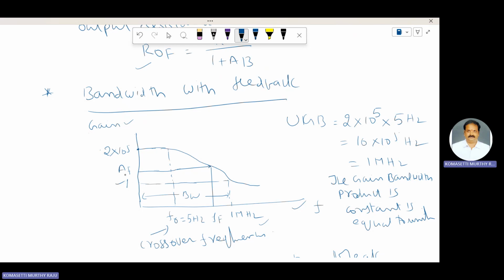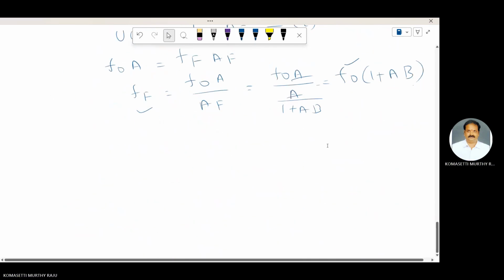If you want to calculate F F from this characteristic curve, the frequency versus open loop gain curve, you have to locate A F on the y-axis, the gain axis, and draw a line parallel to the frequency axis until it meets the curve at an intersection point. Project this point towards the x-axis, and it meets at a particular point called F F. F F is called the closed loop bandwidth.